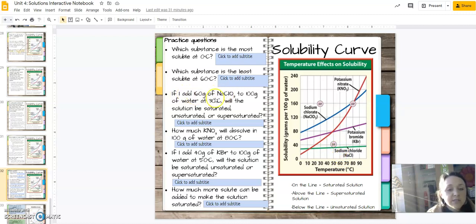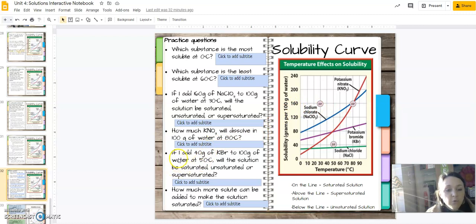If I add 160 grams of NaClO3, so I'm looking at the blue line, at 30 degrees, I'm going to go over to 30 degrees. Here's my data point. Will it be saturated, unsaturated, or supersaturated? I'm looking at the blue line. This point is above it, so it's supersaturated. How much KNO3, red line, will dissolve in 100 grams of water at 80 degrees? So I'm looking at 80 degrees, red line. There's how much would dissolve at 80 degrees. It's my red line, so that'd be about 160.